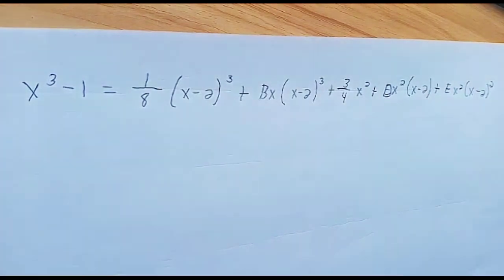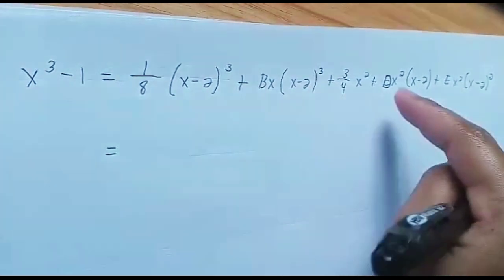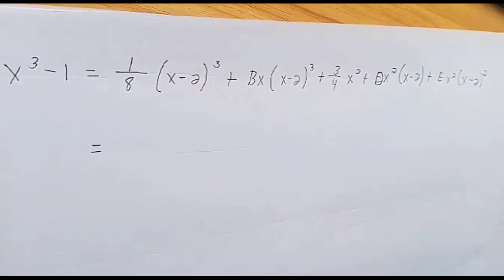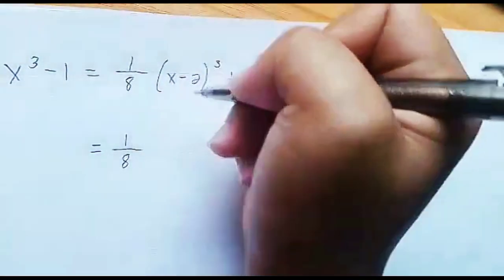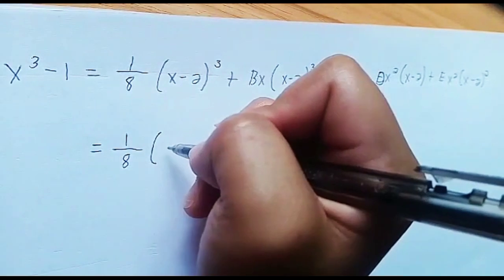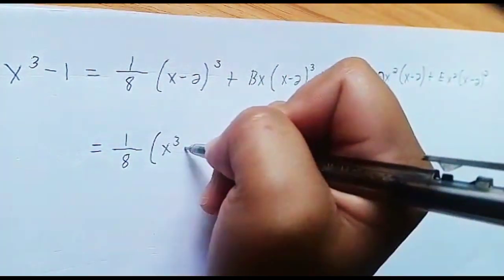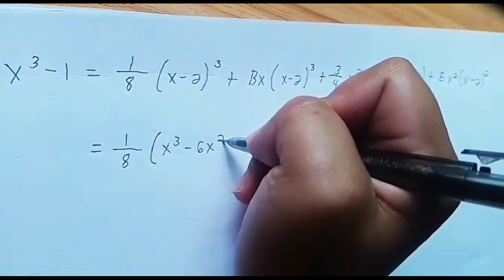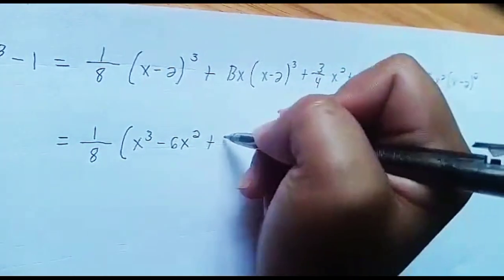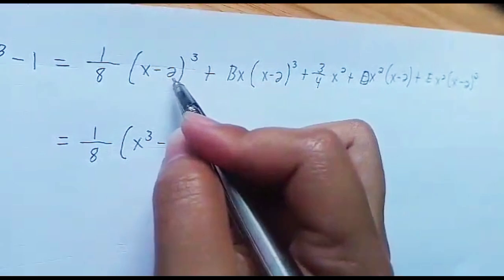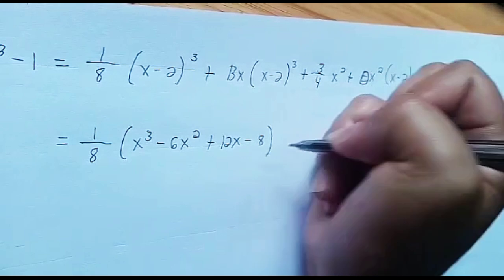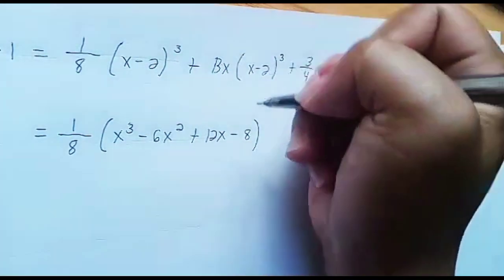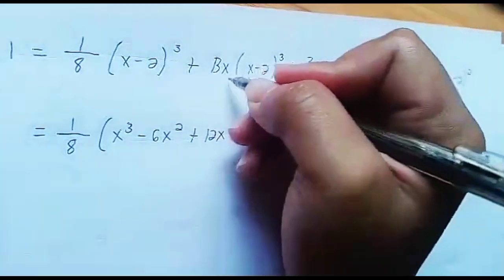So, our next step is to simplify each term in this format. 1/8, we simplify it. The answer we get here is x cube minus 6x square plus 12x, and for the last term, which is 2 cubed, it becomes 8. So, let us proceed to B. Let us simplify this term.